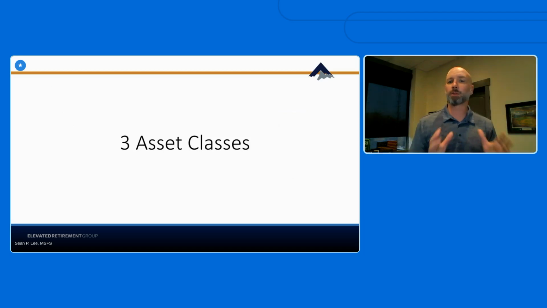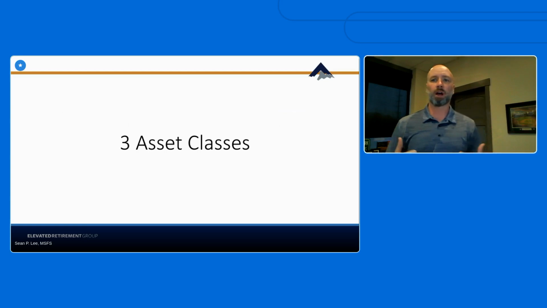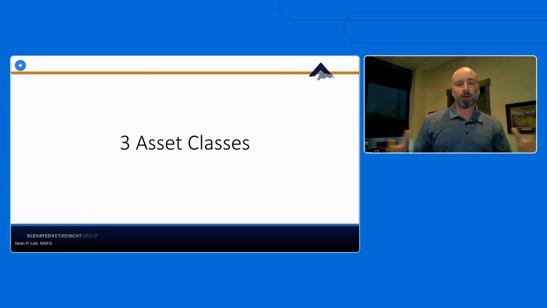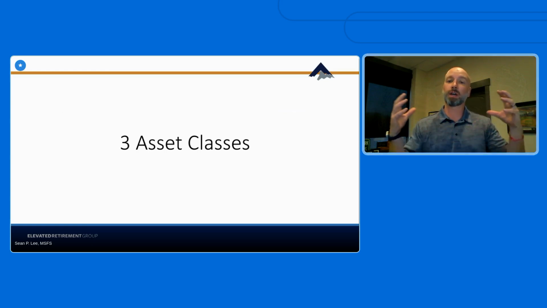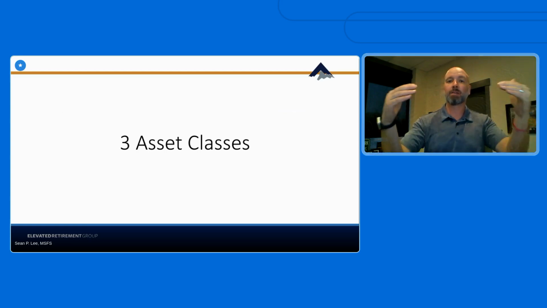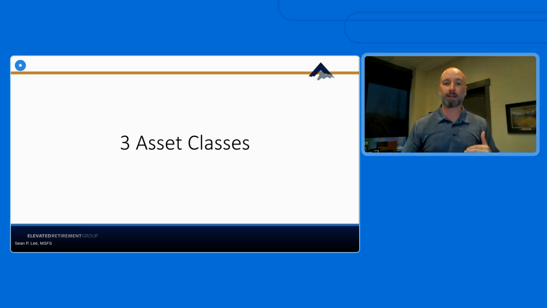So let's start with the 3 asset classes. Now, 3 asset classes, you hear it a lot. I should be diversified. I should have my money in different areas, which is true, but diversification and asset allocation are 2 different things. Diversification is a silo of asset allocation, where asset allocation is focusing on all of the main asset classes that you could invest your money in and diversifying through those asset classes.